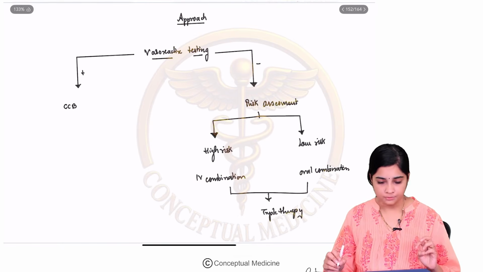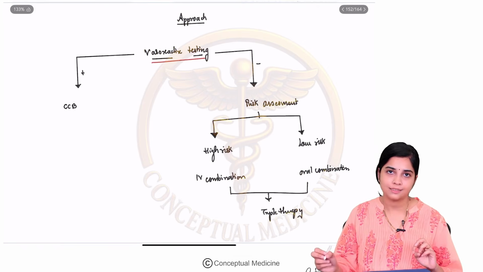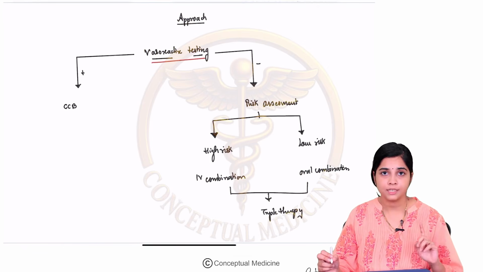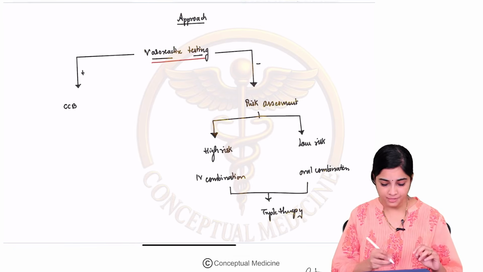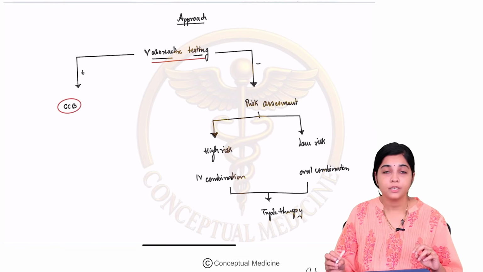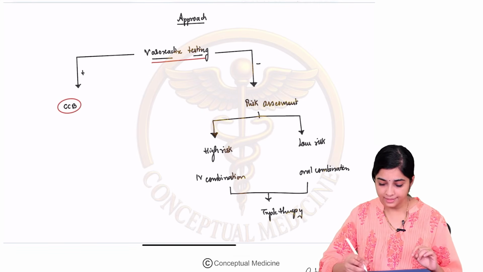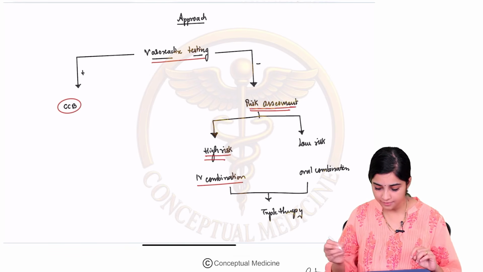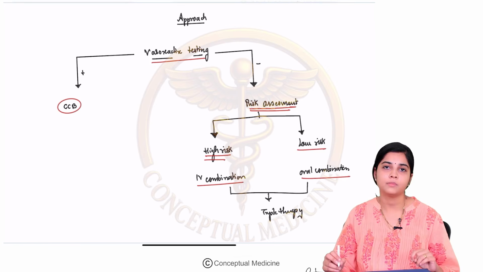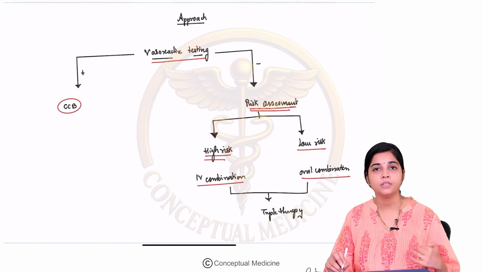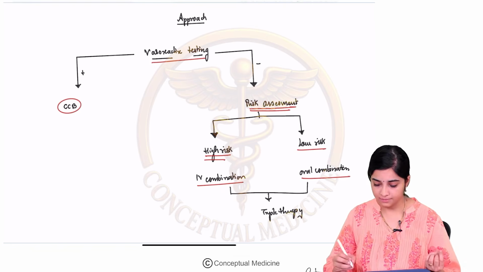So how do you approach? First you do the vasoreactive testing. If the vasoreactive testing is positive, then these candidates can receive treatment with calcium channel blockers. Now, if the vasoreactive testing is negative, then you do a risk assessment. In high risk groups, you do an IV combination therapy. In low risk groups, you give an oral combination therapy.